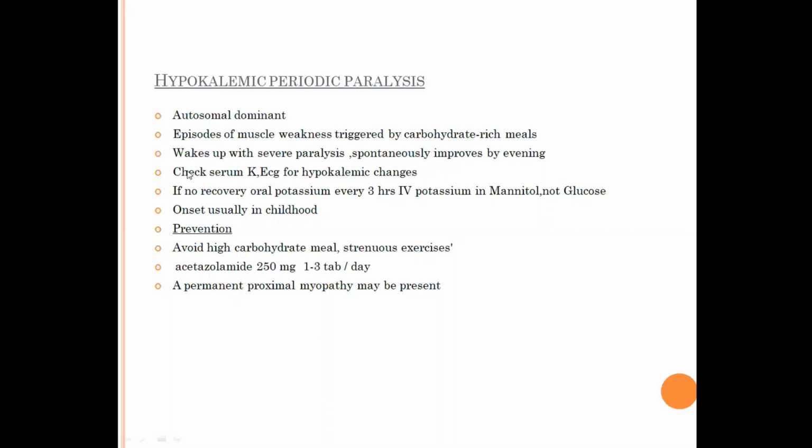So the first thing you have to do is check electrolytes for potassium and look for ECG changes of hypokalemia. This is the clue for diagnosis, which should be done when the patient has symptoms. In the asymptomatic stage, this won't show it. Remember, any investigation will give you the idea of the underlying disease when the patient has a problem. In the intervening period, when the patient is asymptomatic, we may not be able to clinch the diagnosis.